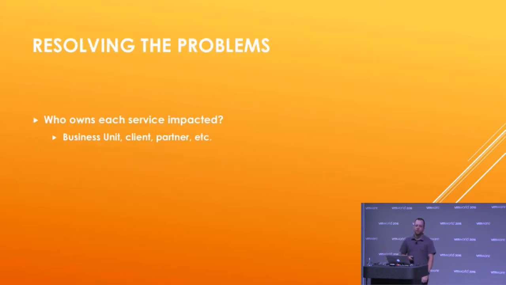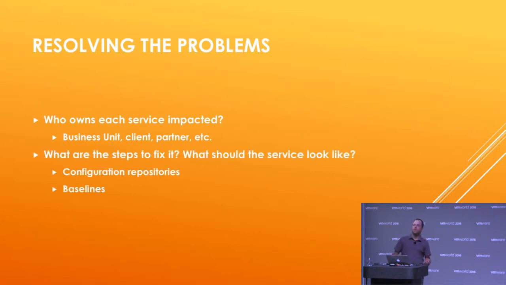So as far as resolving problems, things to consider is who owns each service? Is this an internal service that a business unit owns? Are you running something for a client? Is it a partner? So figure out who owns these things so that you can notify them, let them know that there's issues. So what are the steps to fix it?